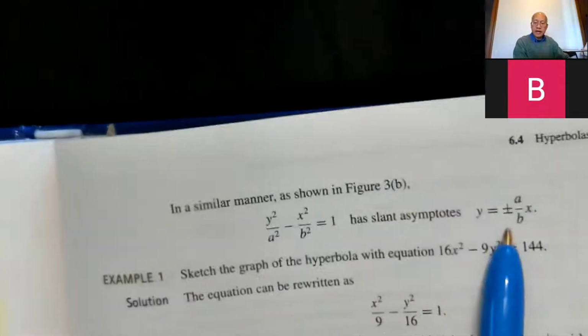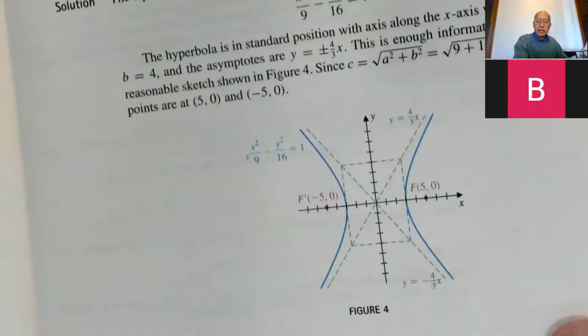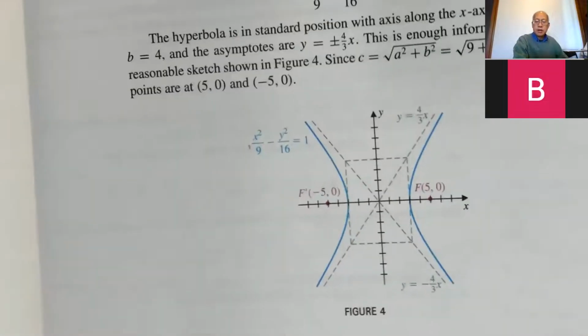And even though this is true, I would say don't bother putting it down. Just do your rise over the run for the asymptotes, and I'll show you how to do that.